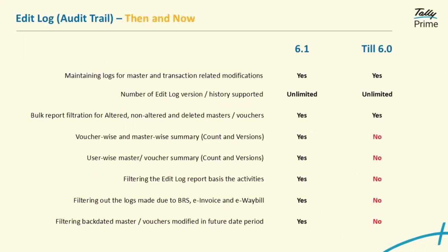So moving further, we saw all this practical aspect of Tally edit log, and the latest 6.1 version has many more features of edit log. Like we saw that earlier, edit log at master level and transaction level was there. Earlier also the history feature was there, like we can see n number of versions. But earlier the summary, the counts and version, voucher-wise, user-wise was not there. But now in 6.1 we can see the summary.